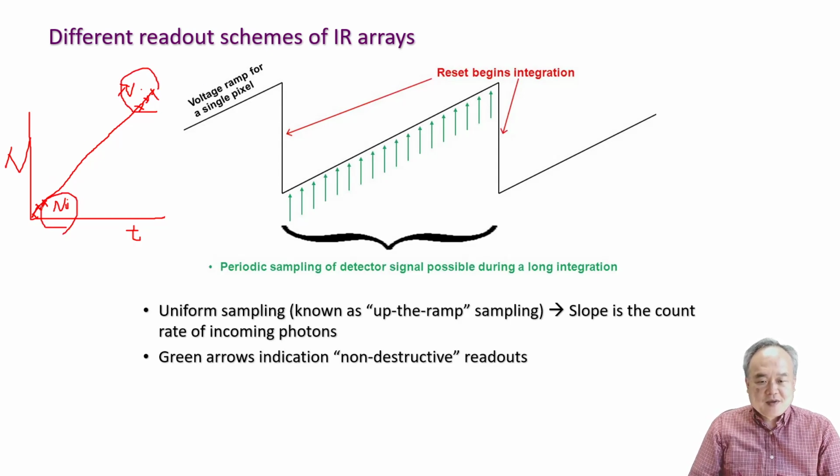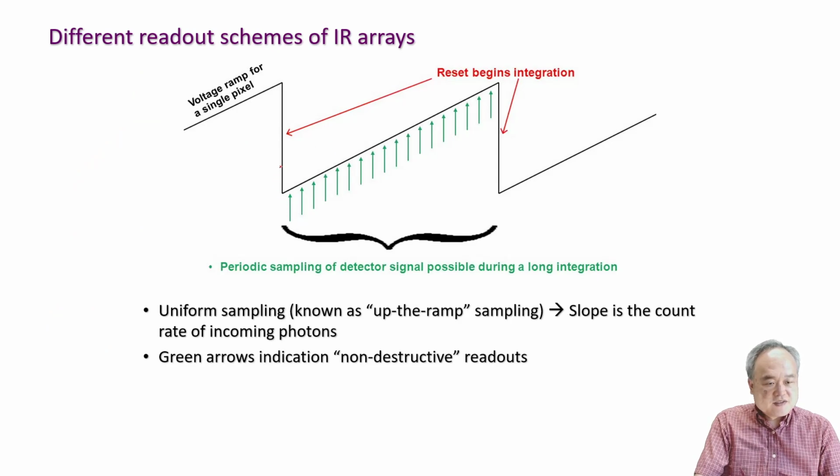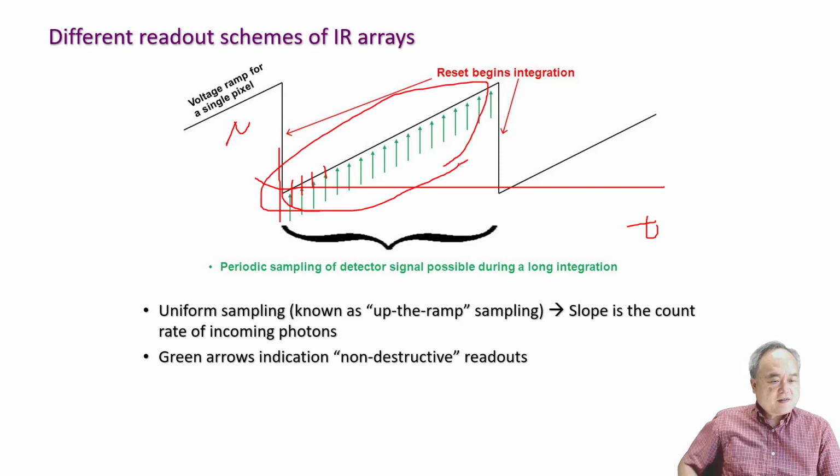This multiple measurement at the beginning and multiple measurement at the end is known as Fowler sampling, which was mentioned in the earlier slide. Other than Fowler sampling, a different approach is during this readout, with T and N, you read out at a predefined interval along the exposure. This readout strategy is known as up-the-ramp sampling, or uniform sampling.